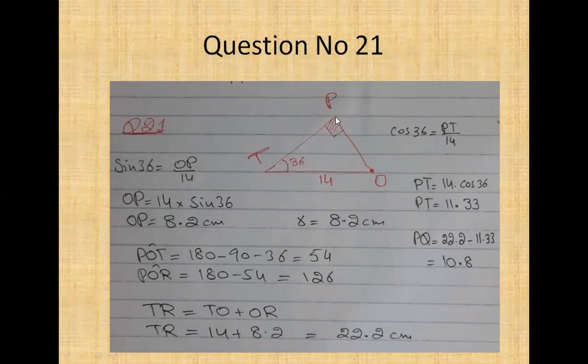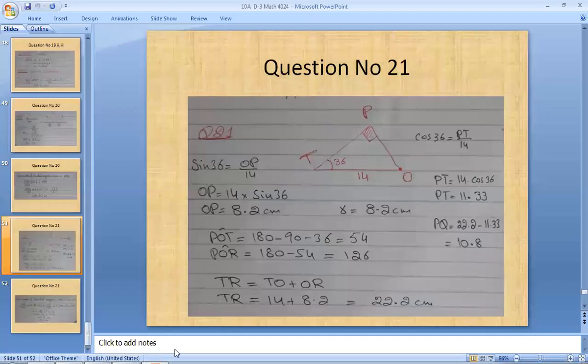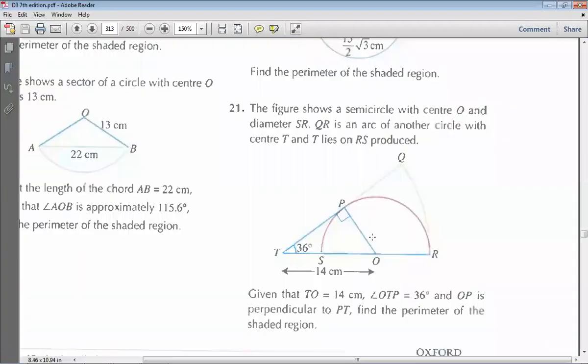So first of all, I have taken this triangle. This side is 14. This is the radius of that semicircle. For OP, with this angle 36, sine of 36 will be equal to the perpendicular, that is OP, divided by the hypotenuse. So OP will be equal to 14 multiplied by sine 36, and that will be 8.2 centimeters. So this radius I know is 8.2 centimeters.